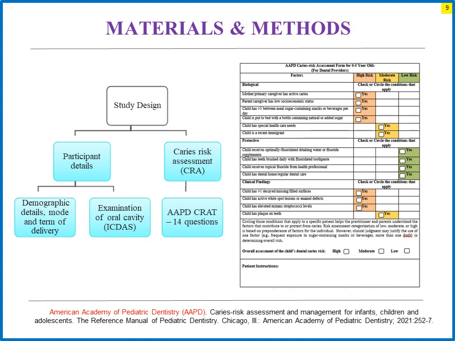The oral cavity examination was done by one of the investigators of the study, and the caries scoring criteria was made by the IGDAS method. In caries risk assessment, the American Academy of Pediatric Dentistry caries risk assessment tool comprises 14 questions, which have been categorized into 3 parameters: 1. Biological factors, 2. Protective factors, and 3. Clinical findings.